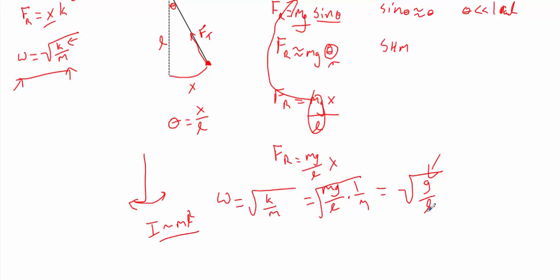And so it makes sense that the longer the pendulum is, the slower it's going to swing, because it has a greater moment of inertia. And so this final equation, omega is equal to the square root of g over L, does make sense in terms of its physical quantities, especially when we compare it to that of the spring.